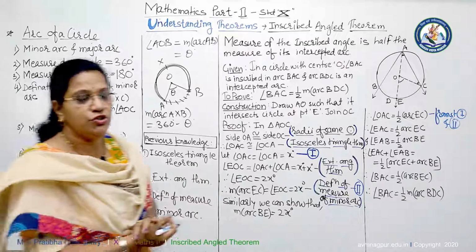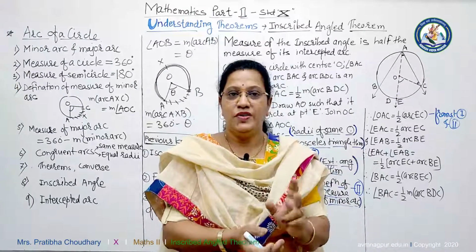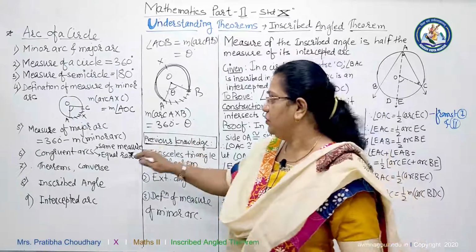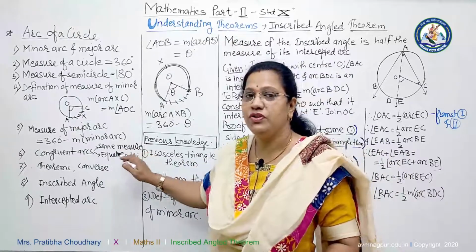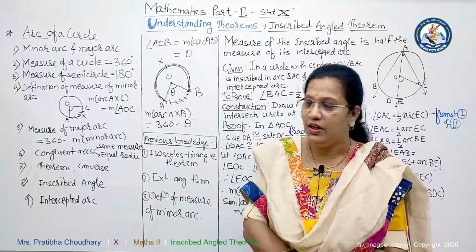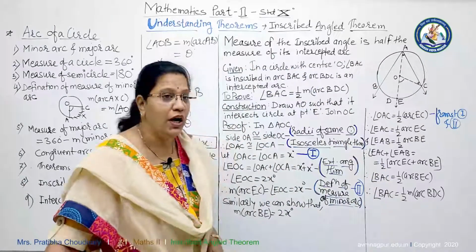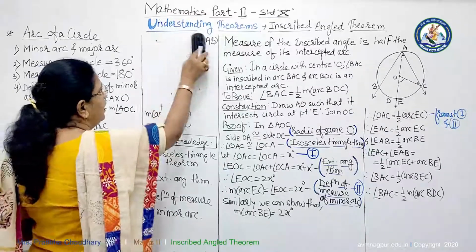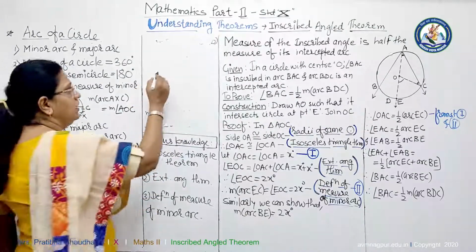Now, congruent arcs. Which two arcs are called congruent arcs? There are two factors. First, their measures should be the same. Second, their radii should be the same. So, congruent arcs means they must have the same measure and equal radii. If they have the same measures and equal radii, the arcs are called congruent arcs. Now, there are some theorems related to congruent arcs, and you have learned the statement of this in 9th standard only. We will see what they are.